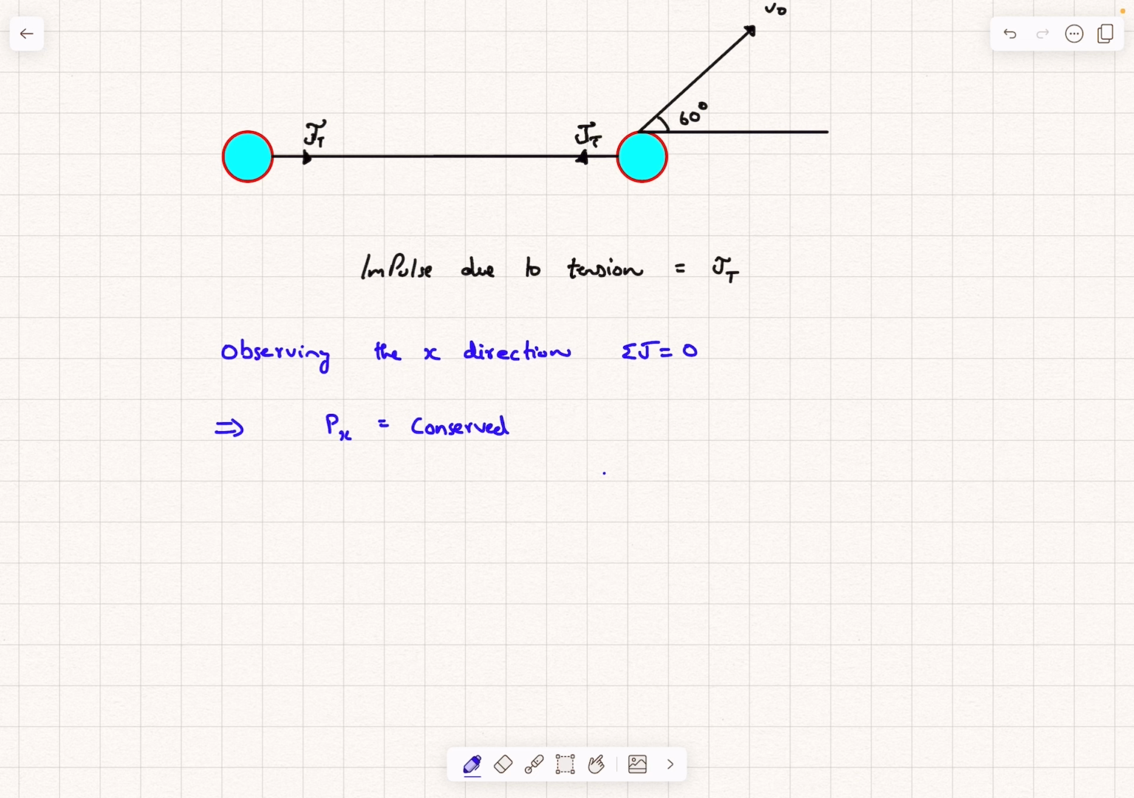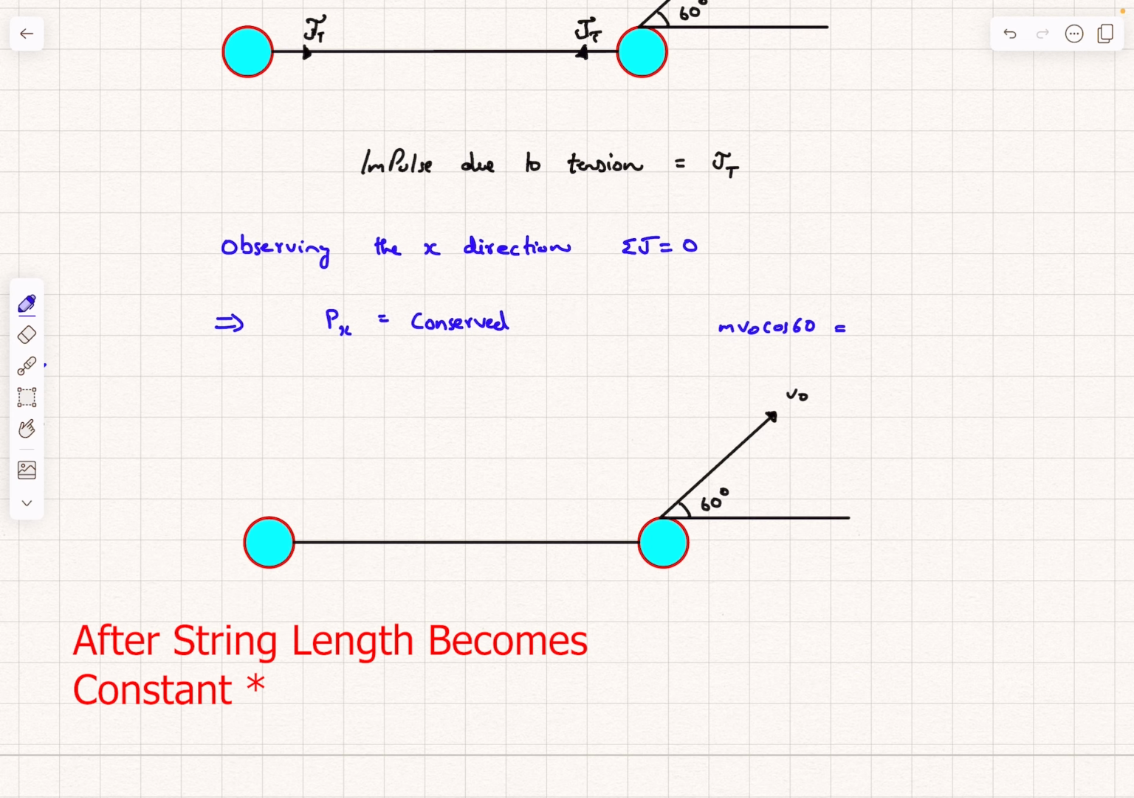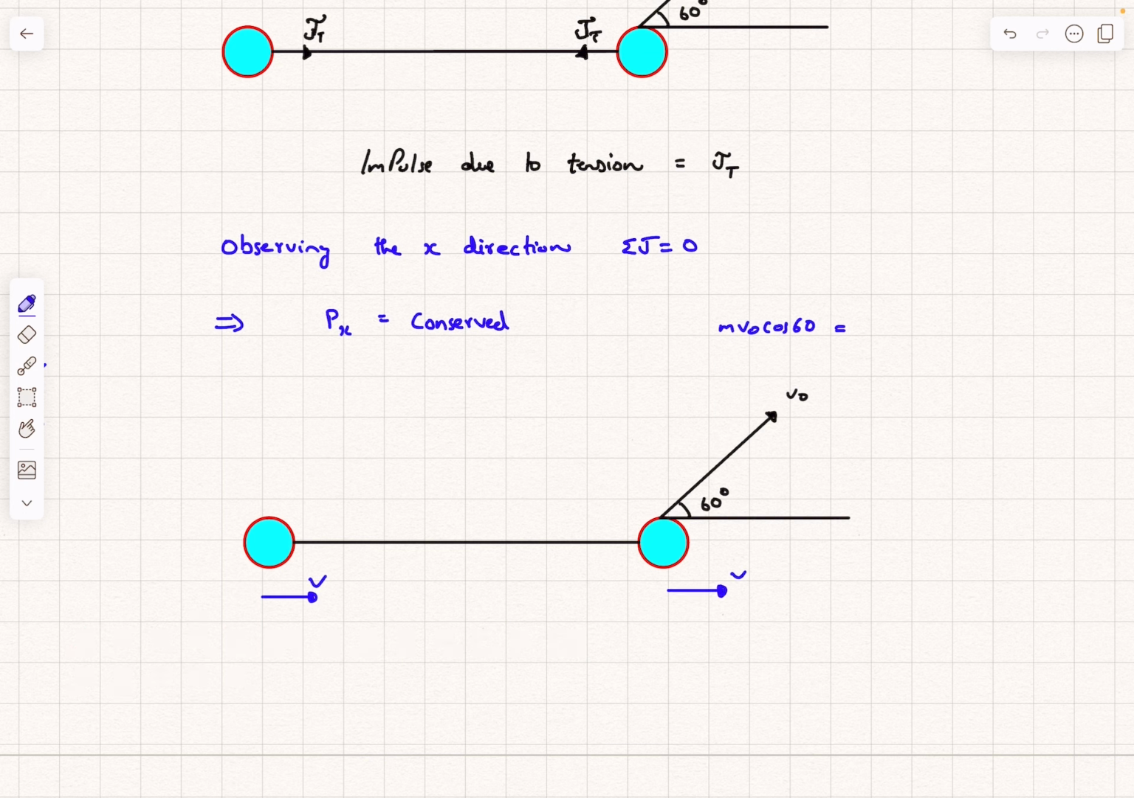So the initial x direction momentum is mv0 cos 60. And just after the string becomes taut, they'll move with the same velocity. Let's call the velocity v. And the vertical velocity is unchanged because there are no vertical impulses, so it is still going to remain v0 root 3 by 2. Now completing our x momentum expression, this is going to be 2mv, and from here we get v as v0 by 4, and v0 itself was 1, so this is 1 by 4 meter per second.